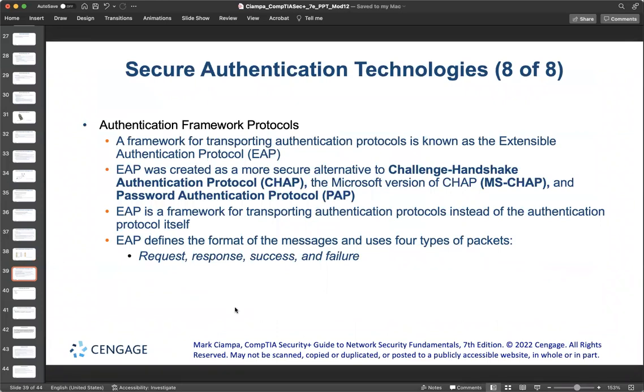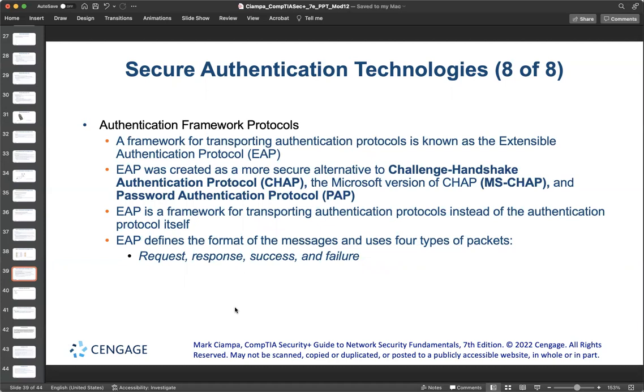Authentication framework protocols. Before we end this, let's touch on the framework protocols that are out there and being used for authentication. A framework for transporting authentication protocols is known as the Extensible Authentication Protocol. As soon as it turns into a framework, we call it an extensible protocol, or EAP, Extensible Authentication Protocol. EAP was created as a more secure alternative to CHAP, or Challenge Handshake Authentication Protocol, which is the older one that we discussed earlier in this video. The Microsoft version of CHAP, or MS-CHAP, and Password Authentication Protocol, PAP, are those that have been substituted by EAP. And these days, EAP is the framework for transporting authentication protocols instead of an authentication protocol itself.